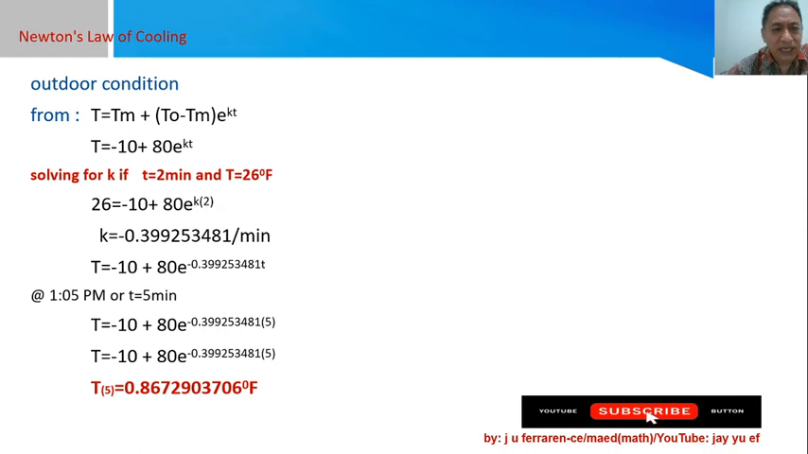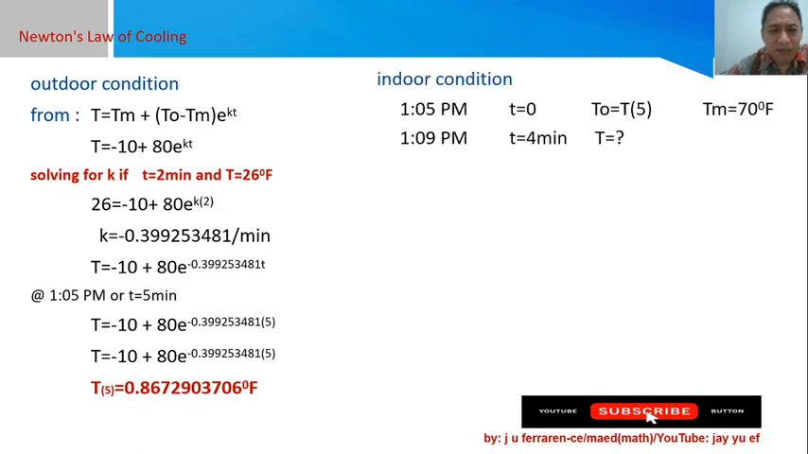Now, in the indoor condition, the thermometer is taken back indoors. So we have 1:05 p.m., taken indoors, where T is equal to 0. I have the initial thermometer reading, which is the temperature we calculated at T sub 5. We have the room temperature of 70 degrees Fahrenheit. At 1:09, 4 minutes later, we are now asked to determine the thermometer reading.